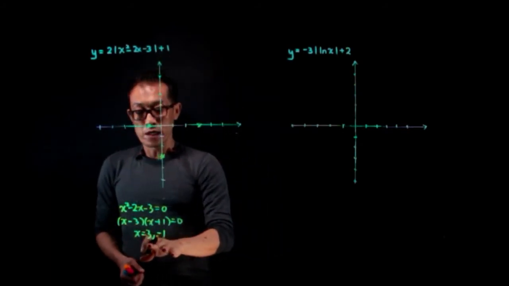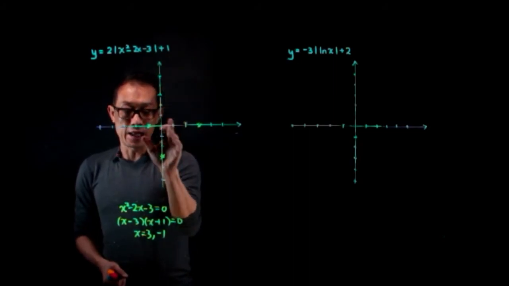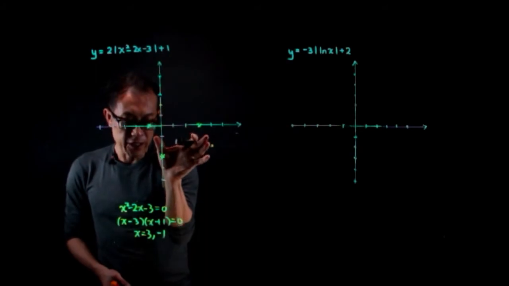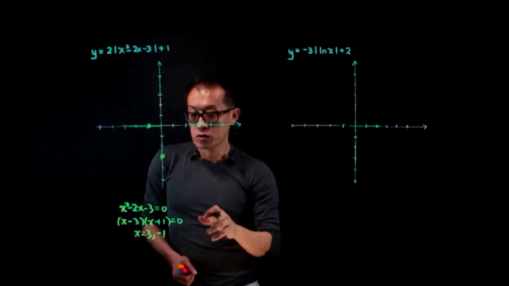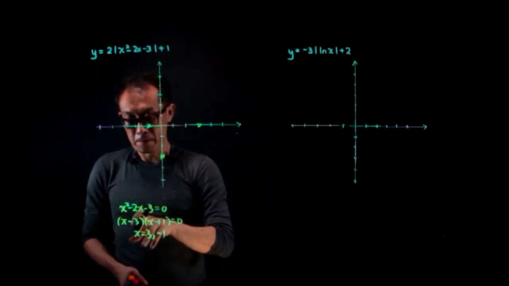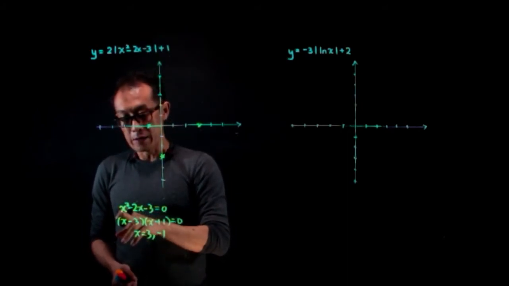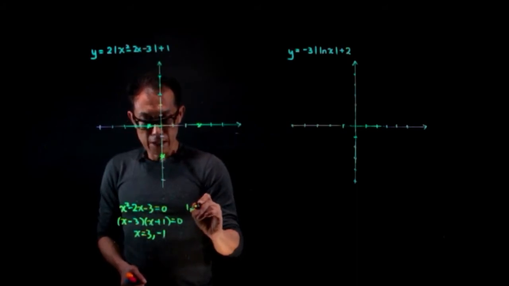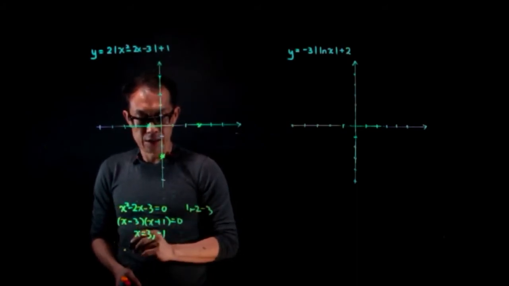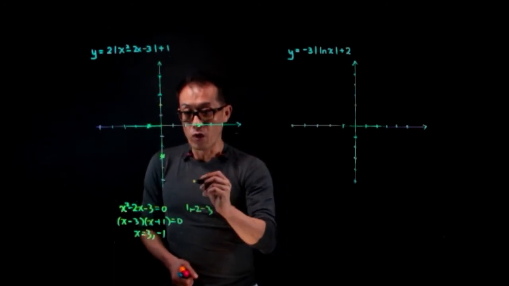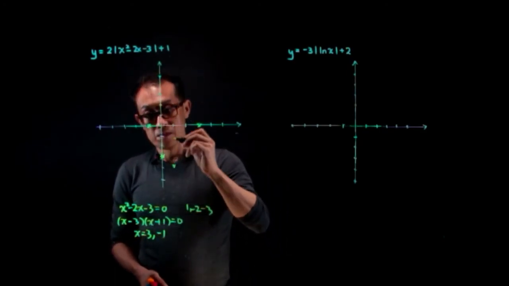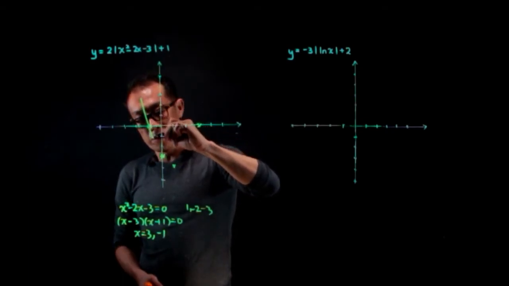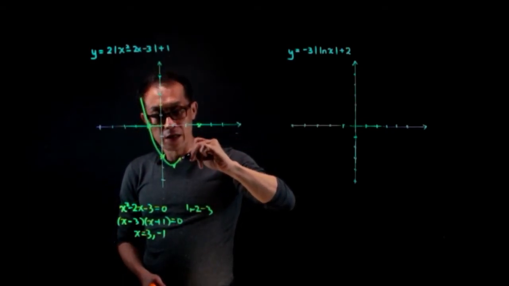Now it has the minimum at x equals to 1. The midpoint of 3 and minus 1 is 1. So when you put 1 inside, you get 1 minus 2 minus 3. You get minus 4. So your graph will pass through these 3 points and curve outwards.